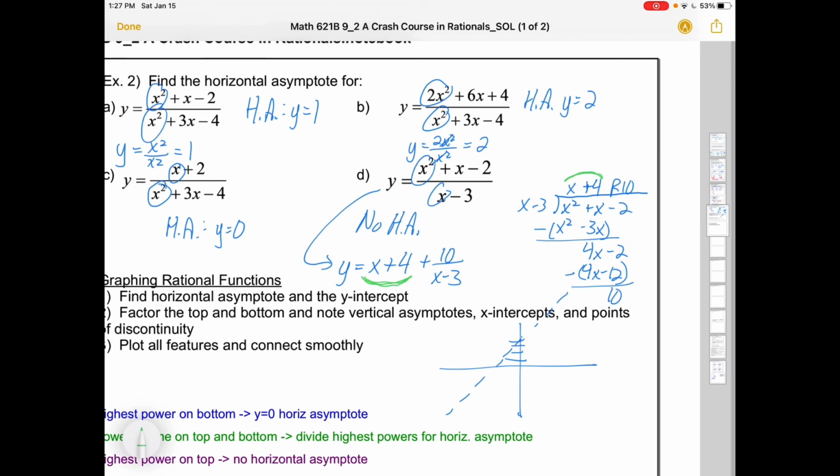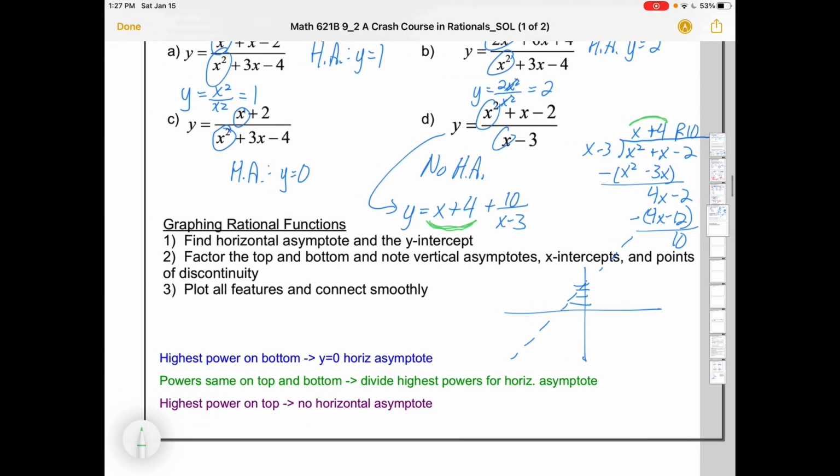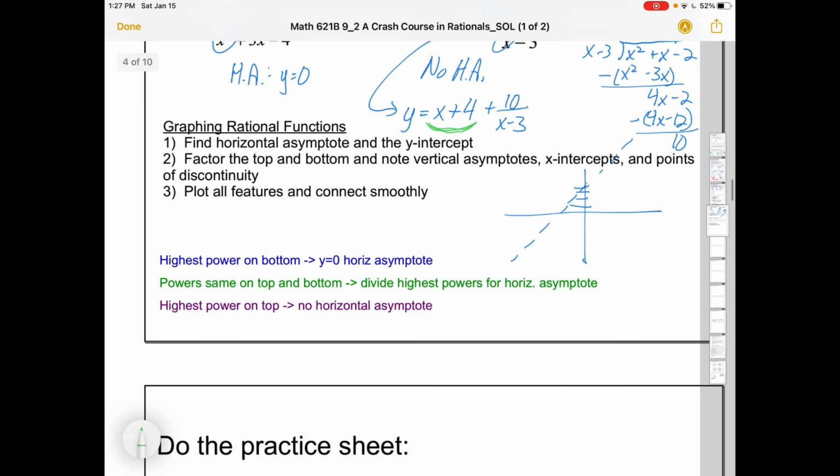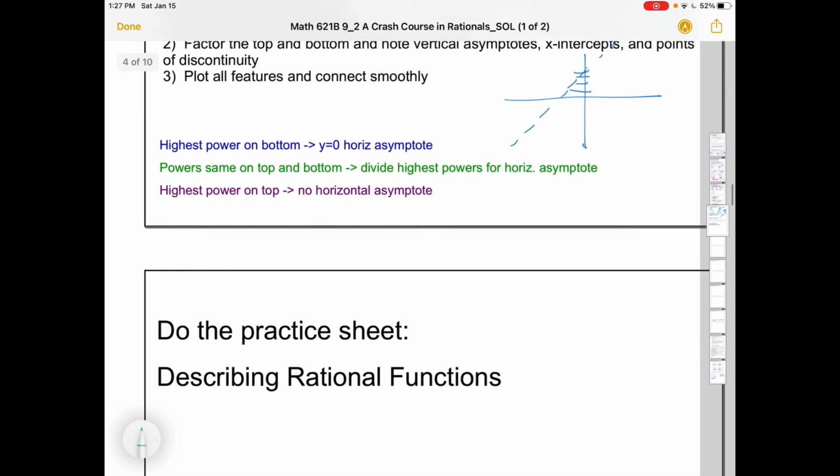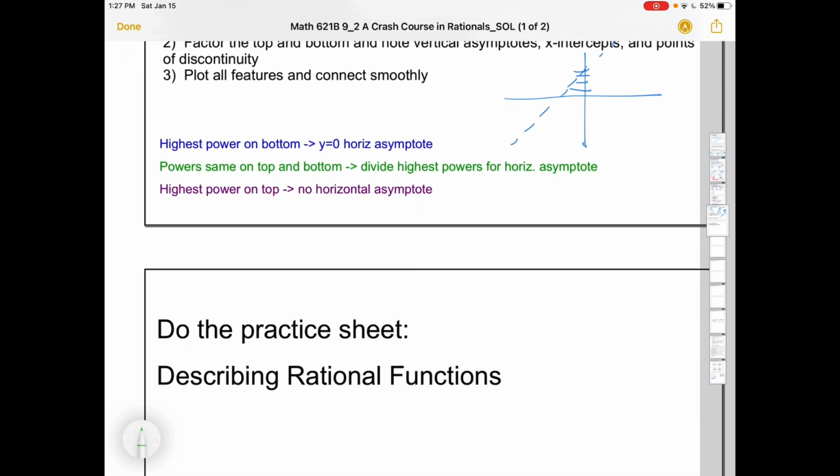What's most important is that you can recognize horizontal asymptotes by comparing the drivers. If it's same power on top and bottom, divide them out. If it's highest power on bottom, then the y equals 0 or x-axis is your horizontal asymptote. That's shown in color here. You can take a look at the practice sheet for describing rational functions. It's just going to ask you for the x-intercepts, all the asymptotes, and any holes that exist. Tomorrow we'll look at actually graphing some of these.